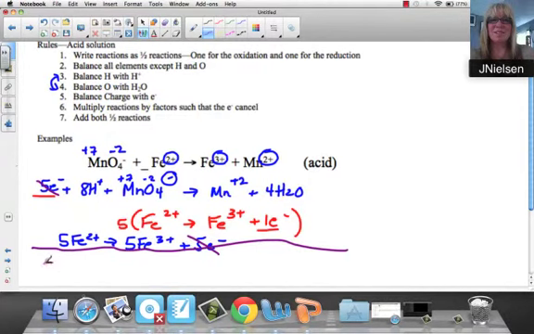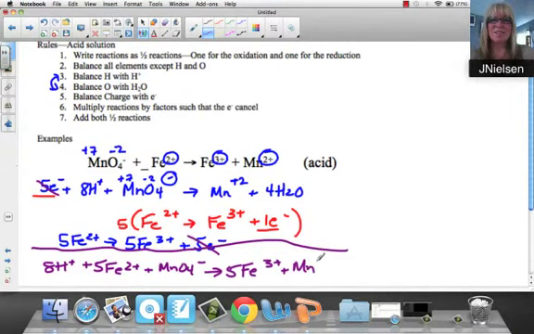So I have 8H+ plus 5Fe2+ plus MnO4- yields 5Fe3+ plus Mn2+ plus 4H2O. Doesn't matter what order I write things in, as long as what's on the left stays on the left and what's on the right stays on the right. So that's acidic. We're going to practice 2 more in acidic.